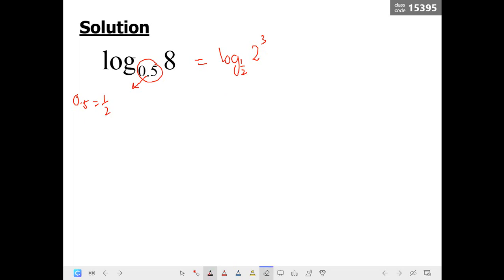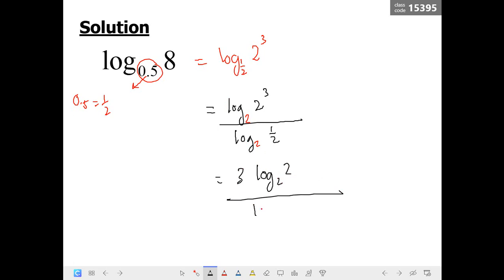Okay, this one: log 2 cubed over log 1 over 2. So the base approach is 2. Easy, right? The next step, simplify. Bring 3 to the front: 3 log 2 base 2. Okay, this one, half.